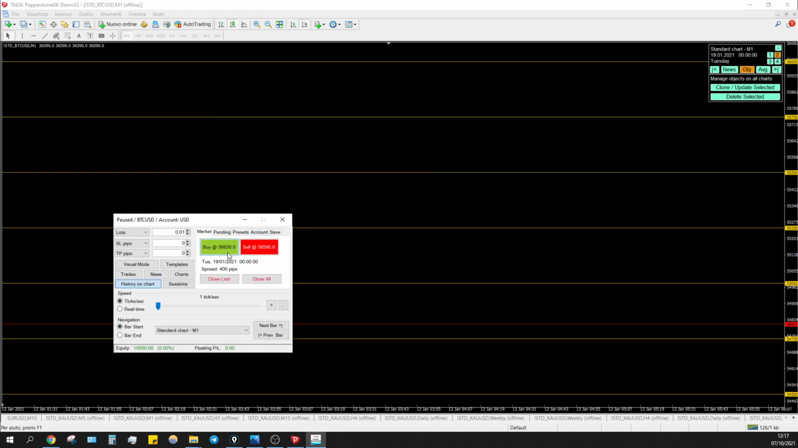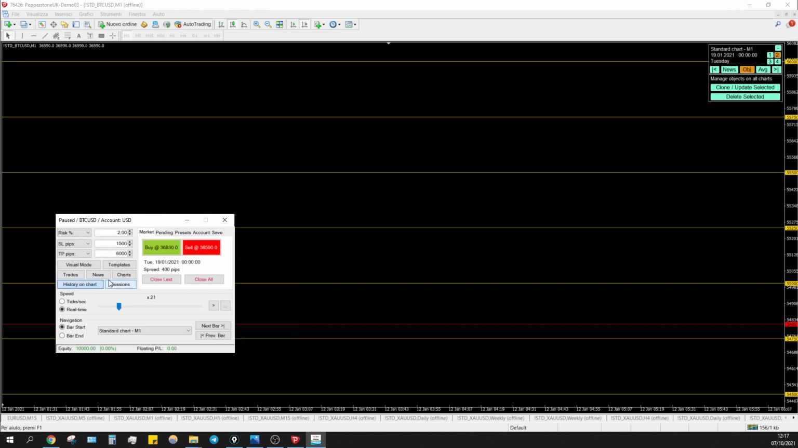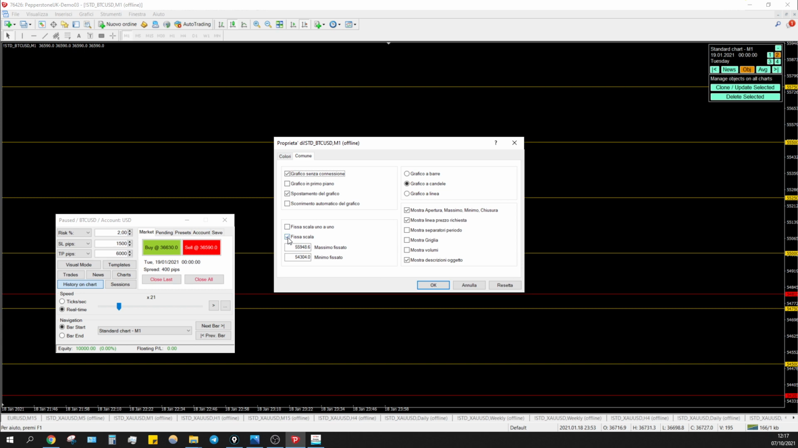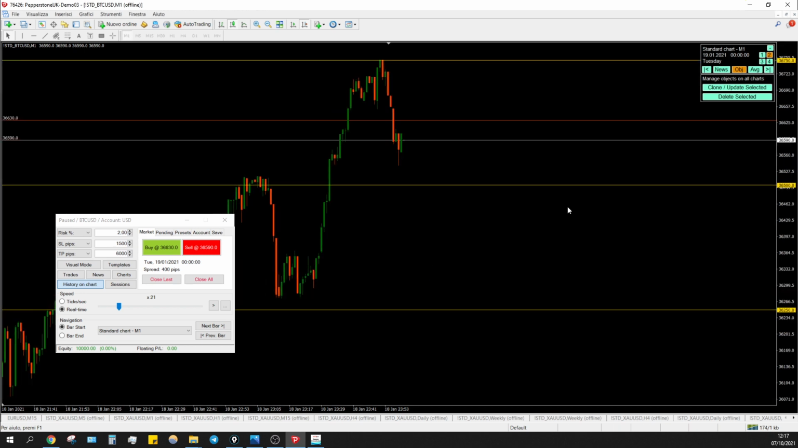Okay, as you can see, 40 pips of spread. So we're going to risk 2%, like this, 15 pips and 60 pips. 1 minute. Okay, and the sessions do not matter that much. Good.